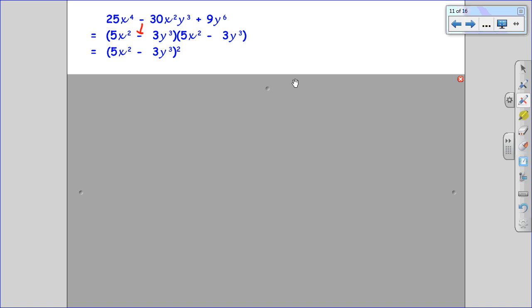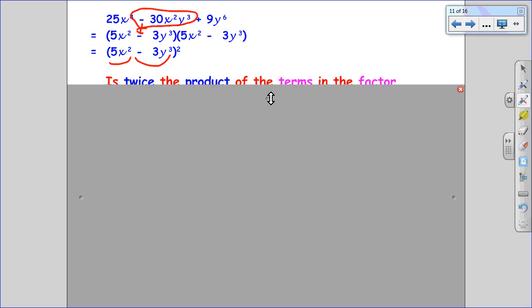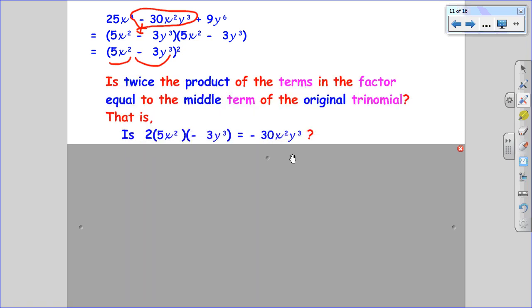Now we're not done because we don't have proof yet that this really was a perfect square trinomial. So I have to test my theory. And remember, this negative 30x squared y cubed should come from us multiplying the 5x squared, the negative 3y cubed, and multiplying by 2. So when I do that, is 2 times 5x squared times negative 3y cubed equal to the negative 30x squared y cubed?